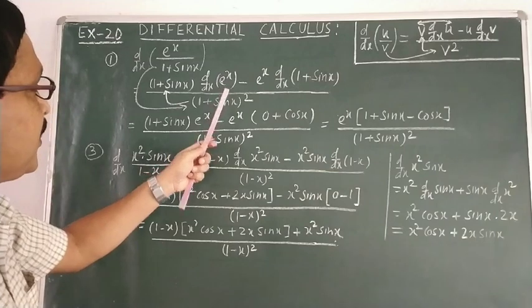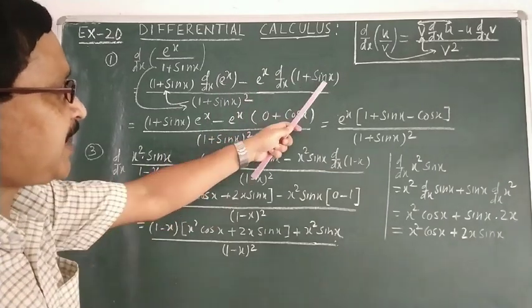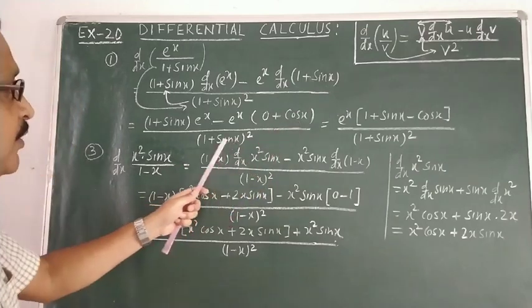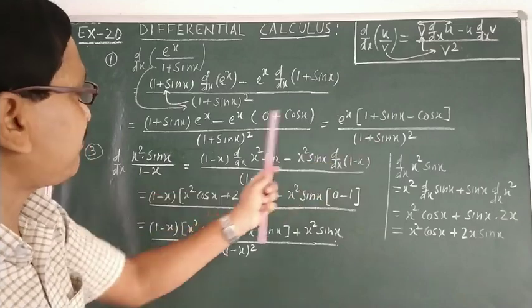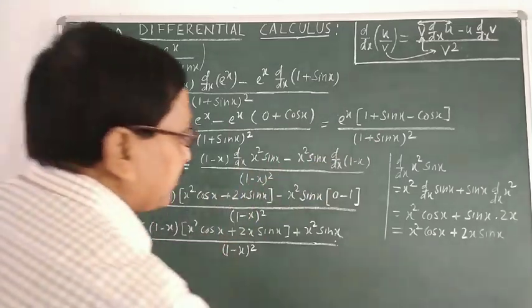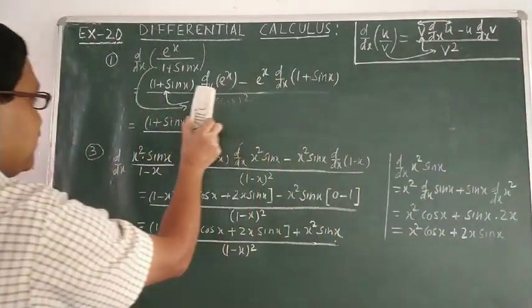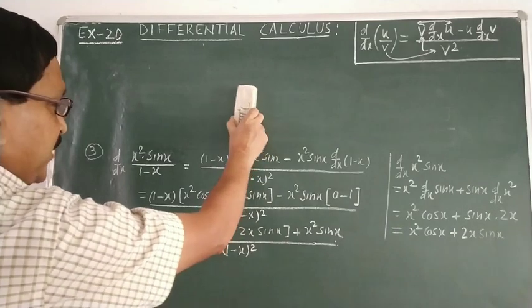you already know, minus e^x, differentiation of 1 is 0 and of sin x is cos x. Now e^x can be taken common, so e^x times (1 plus sin x minus cos x) by 1 plus sin x whole square. The problem is done. Now let us start another. Second number is very easy, so I have left it for the students.